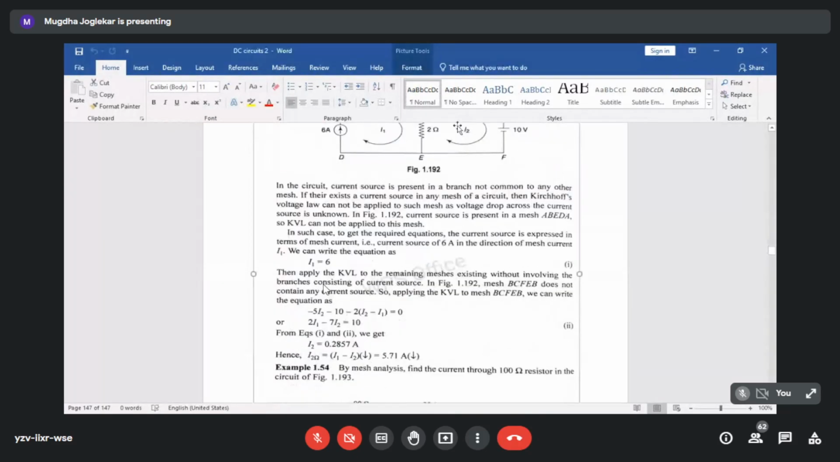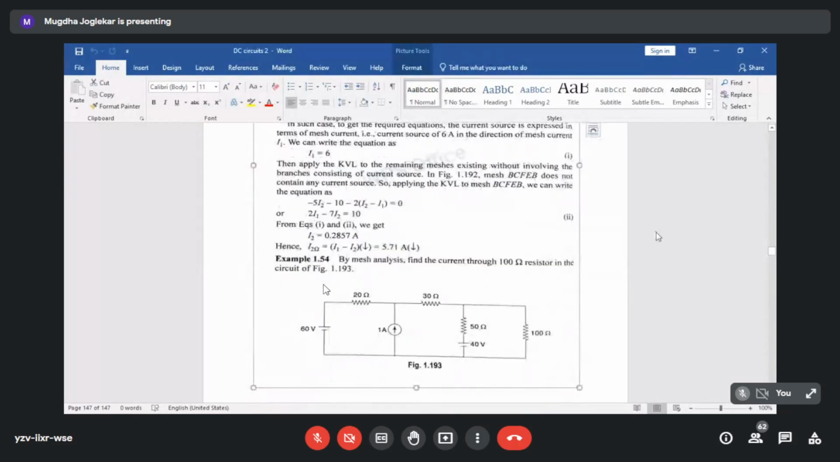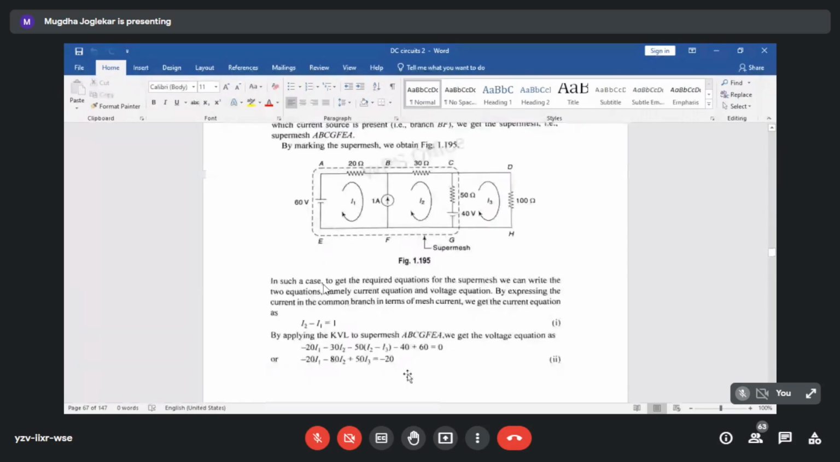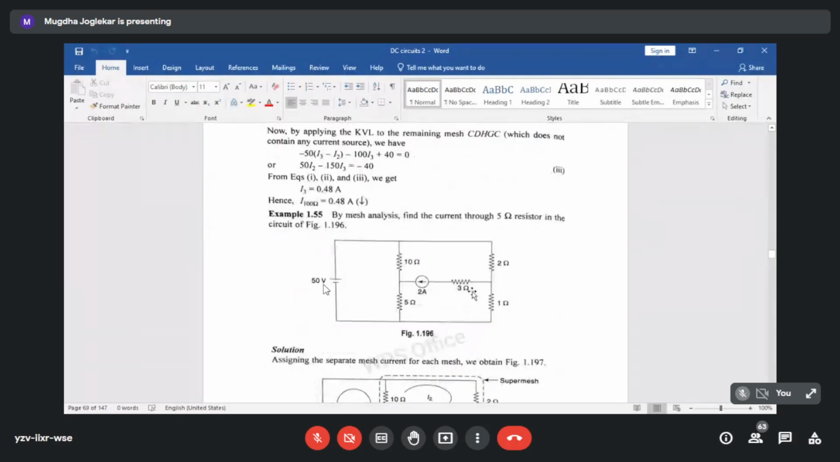Yeah, here is the super mesh. When we are going to use super mesh, whenever the current source is present in the middle branch, we'll see a bigger one. Already we have solved that problem. We'll see one more problem here. Here you can see whenever the current source is in the middle branch, at that time we are supposed to use super mesh. Even if a resistance is present in series with the current source, you are going to remove that branch for finding the super mesh value.